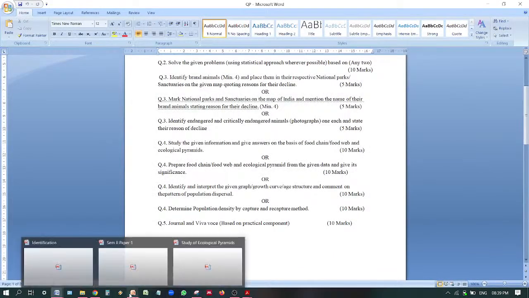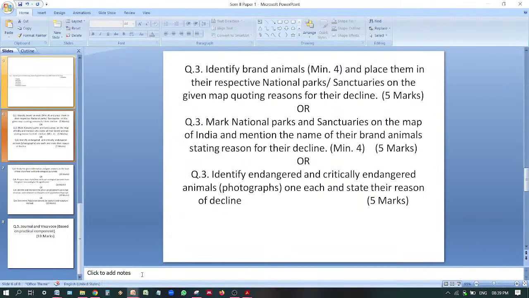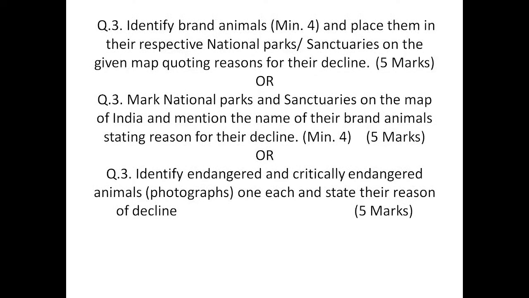Let us move back. So question number 3. The first option: identify the brand animal. For this you will have the animal on the screen. You have to identify the name of the animal. You must know which particular national park this animal is the brand animal of. You must know which state that national park is in. You must know its correct marking on the map.